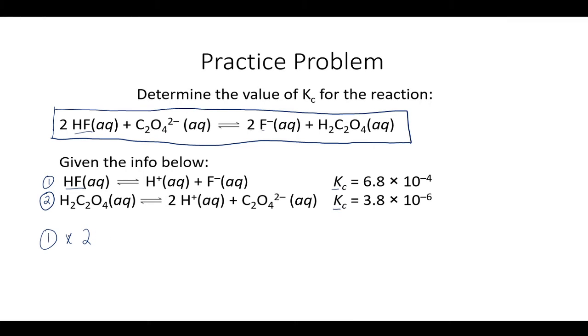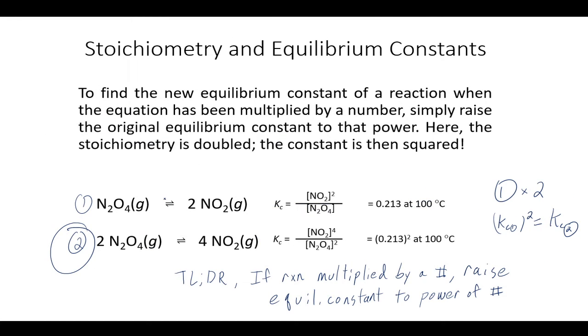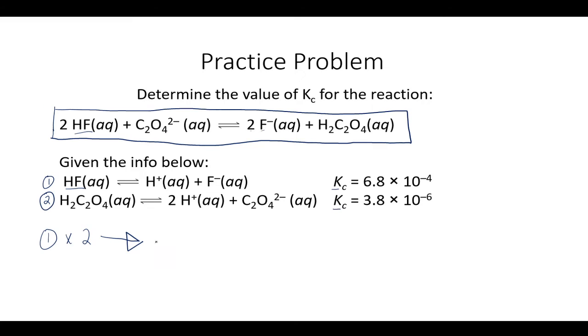So if I'm taking reaction 1 and multiplying it by 2, what happens when we multiply a reaction? If the reaction is multiplied by a number, here 2, then raise the constant to that power. So I'm going to raise the equilibrium constant of reaction 1 to the second power. I square it. So I take 6.8 times 10 to the negative 4, and I square it.